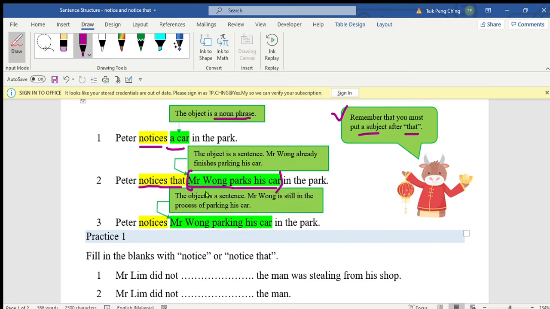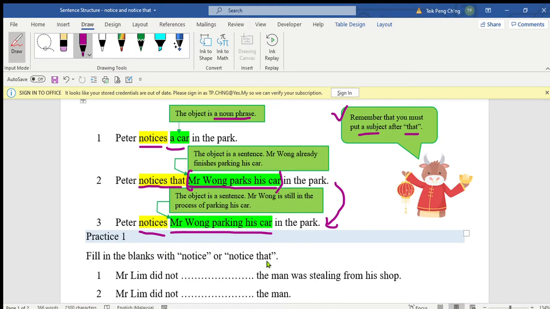Now number 3, you can rewrite example number 2 with the structure of example number 3. Peter notices Mr. Wong parking his car in the park. Again, what is the verb? Notices. And what is the object? Mr. Wong parking his car.